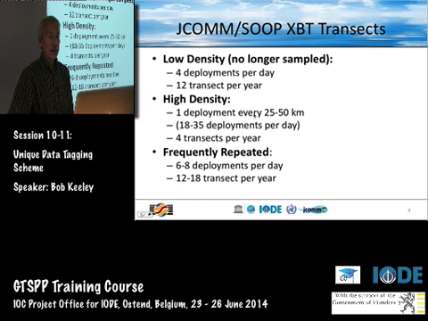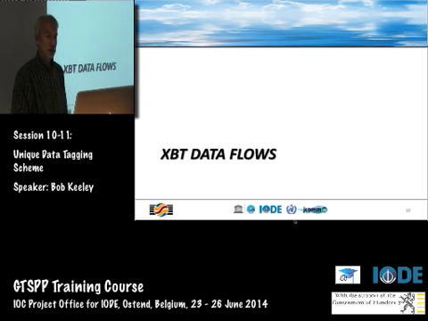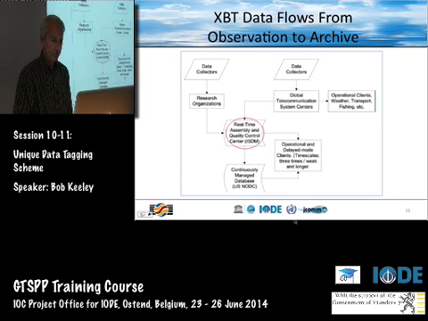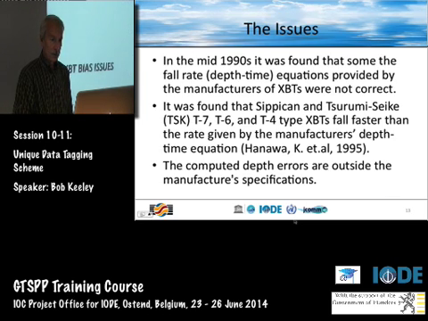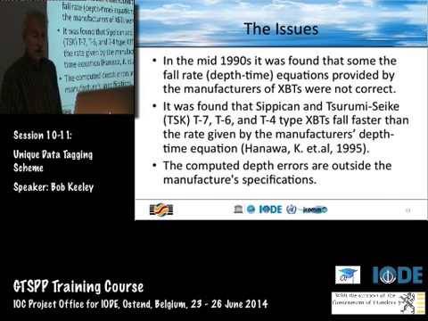So high density, one deployment every 25 to 50 kilometers. Usually on the shelf, they'll do it at the higher resolution spacing, four transects a year if they can do that. That's the target. And the frequently repeated, 6 to 8 per day, 12 to 18 per year. So those are the objectives. I want to move on.